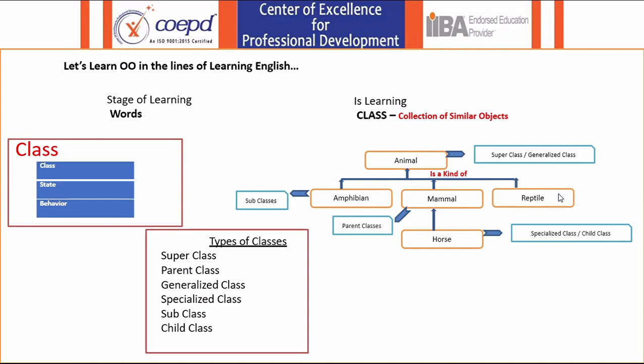Yes. That means we are person, right? Person is called a generalized class. You and I are subclasses. That means as a trainer, I am a person. You as a trainee, you are a person. So the person is called as what? Generalized class.